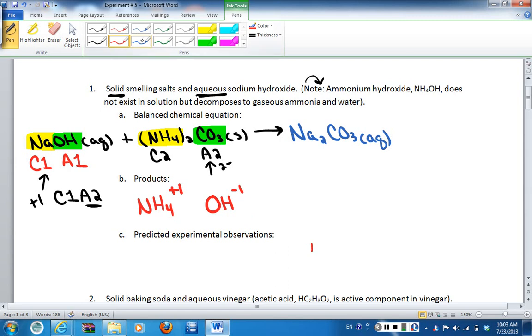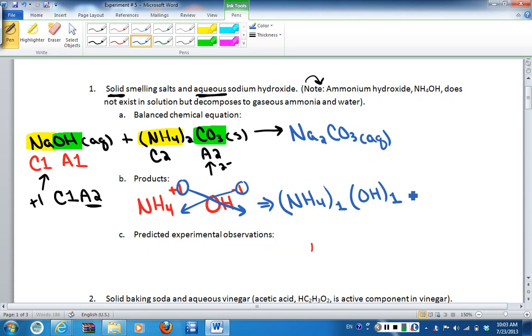We want to make sure we balance our formula, so we take our number and we crisscross, and these now become our new subscripts. So this goes on to be NH4, 1, and OH, 1. And again, when we have one of them, it's omitted and understood to be there. So this then becomes ammonium hydroxide.